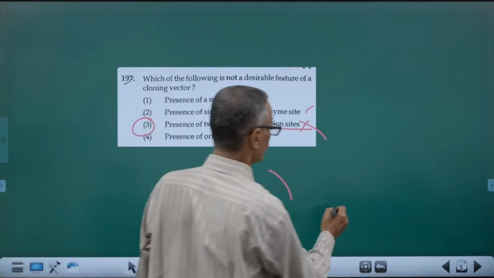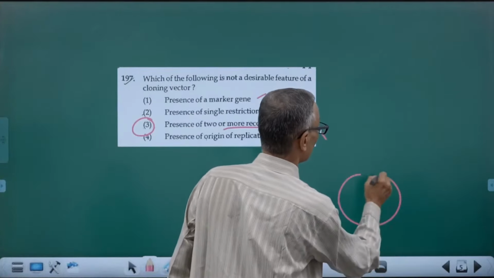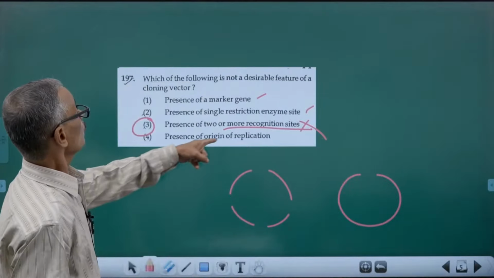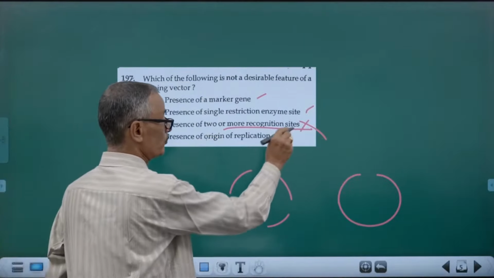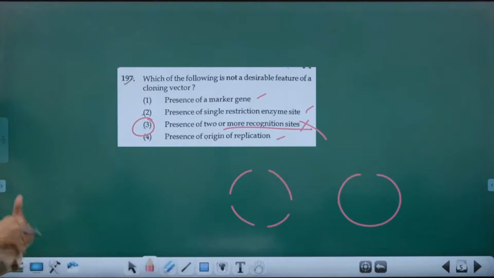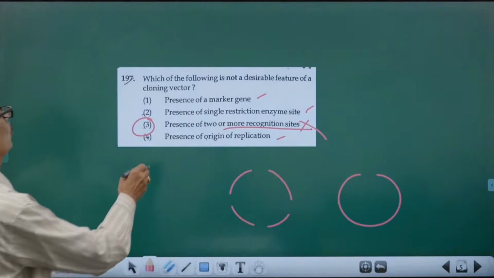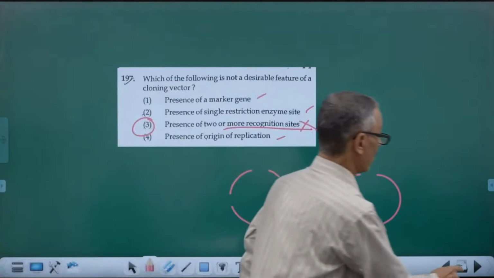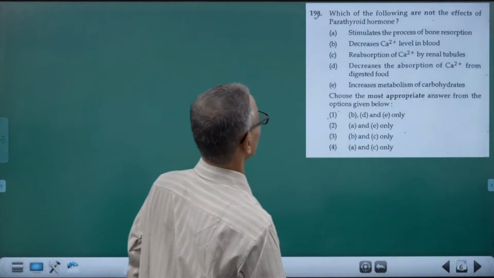So a vector should have only one cutting site. Presence of origin of replication: without ORI, it will not automatically replicate. So it should have ORI. So the third one is the undesirable character present in it.